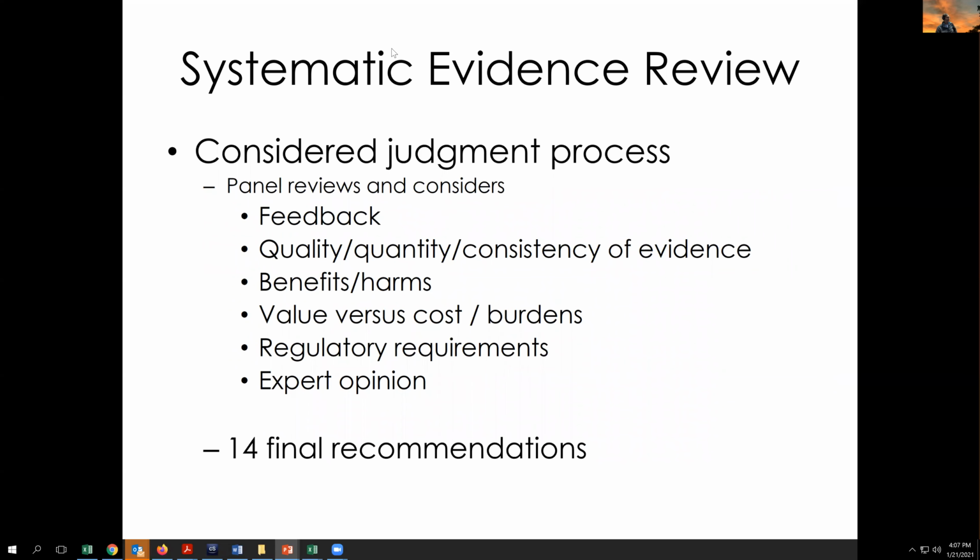So this considered judgment process includes the feedback and the quality of the evidence. This is the point at which we look at risks and benefits, the benefits and harms, value and costs that might be associated with implementing a certain standard, looking at any regulatory requirements, what various experts have espoused. And from that, the 18 recommendations were whittled down to 14 final recommendations in this particular situation.